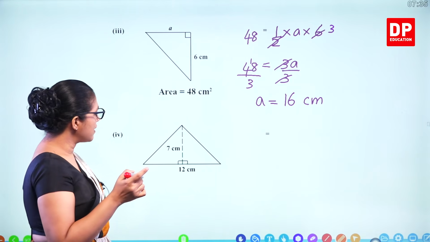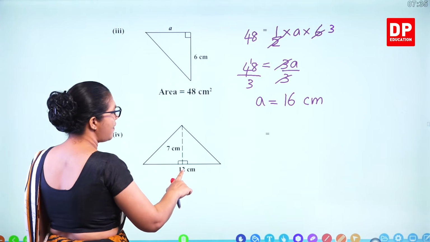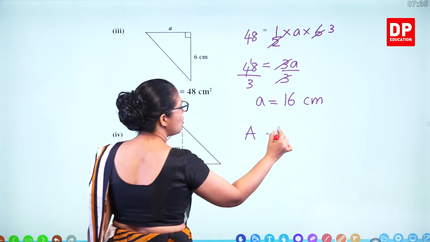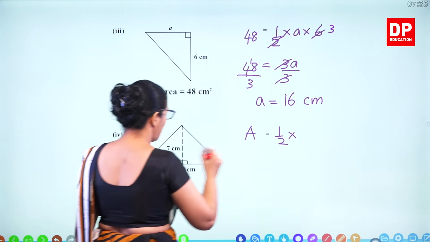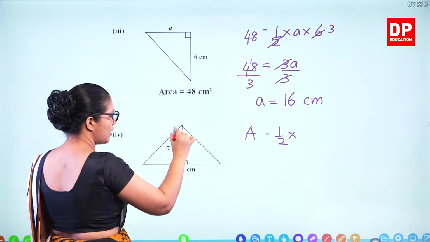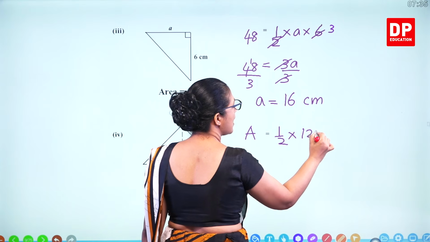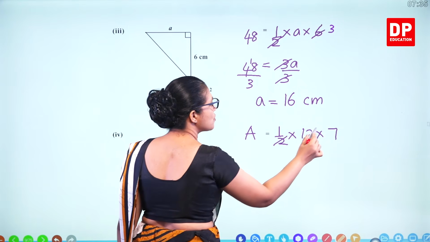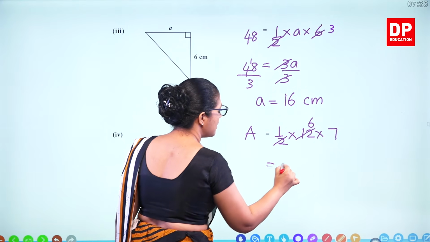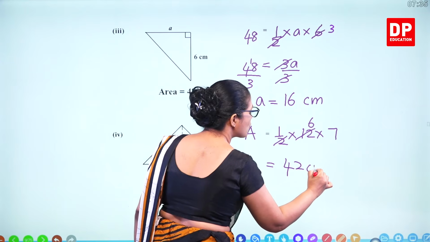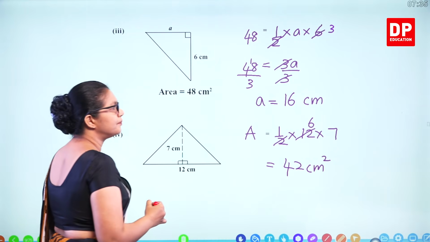This is an acute angle triangle. What's the area? Area is equal to half times. If you take base is this, the perpendicular height is 7. 12 times 7. 2 times 6, 6 times 7, 42 square centimeters.